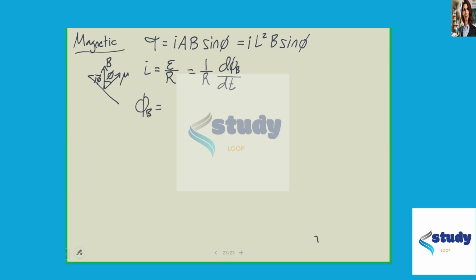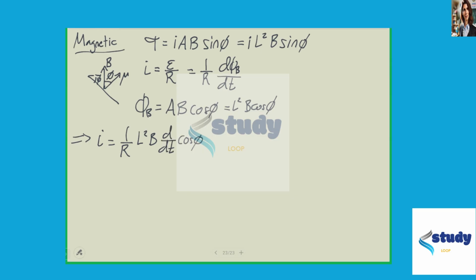Well, the flux is the area times the magnetic field times the component of the magnetic field that's actually going through the loop. And you can see from the diagram that that is going to be the cosine. So that's again L squared B cos phi. So therefore the current is 1 over R times L squared B times the derivative of cos phi.